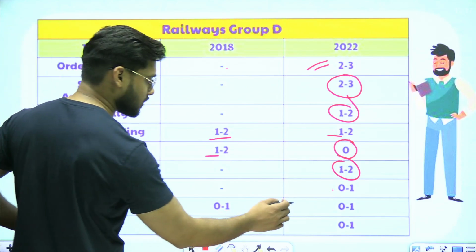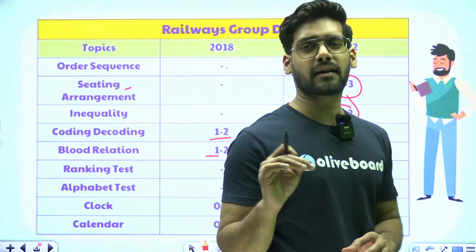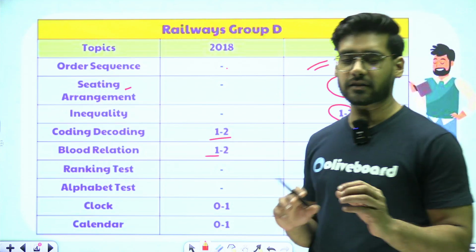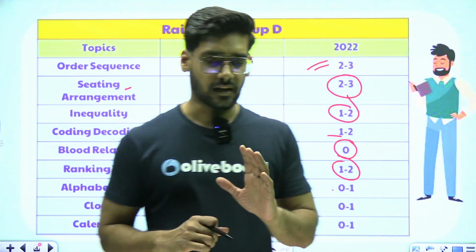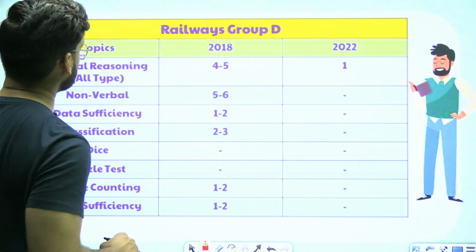Clock, calendar, not so important chapters, because very rarely are questions asked from these chapters. Got it? Then let's talk about the logical reasoning types.